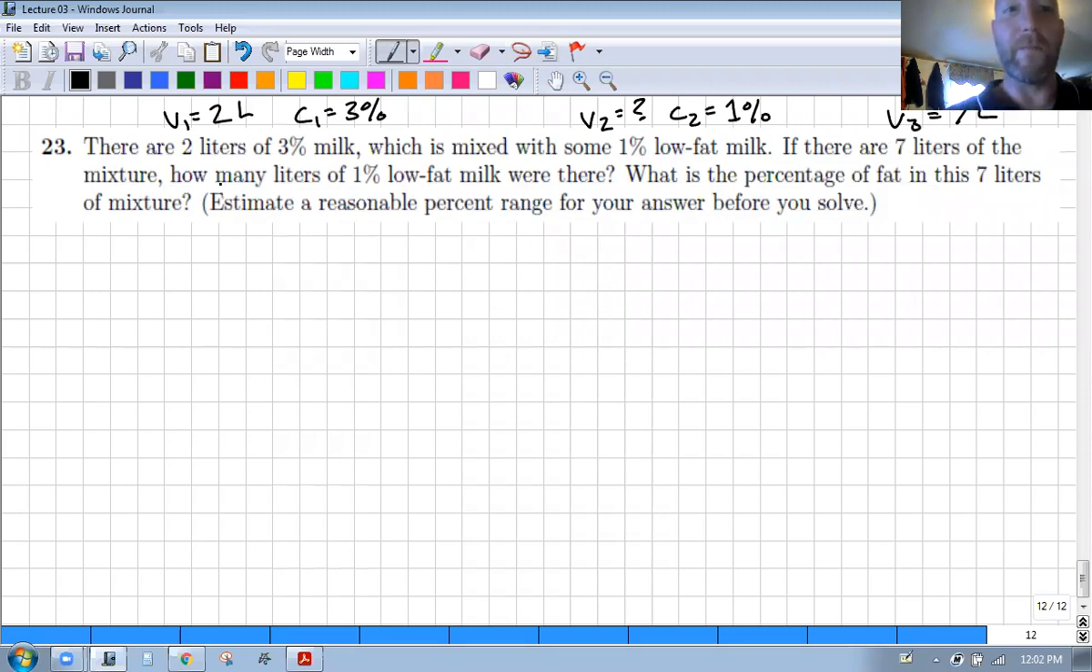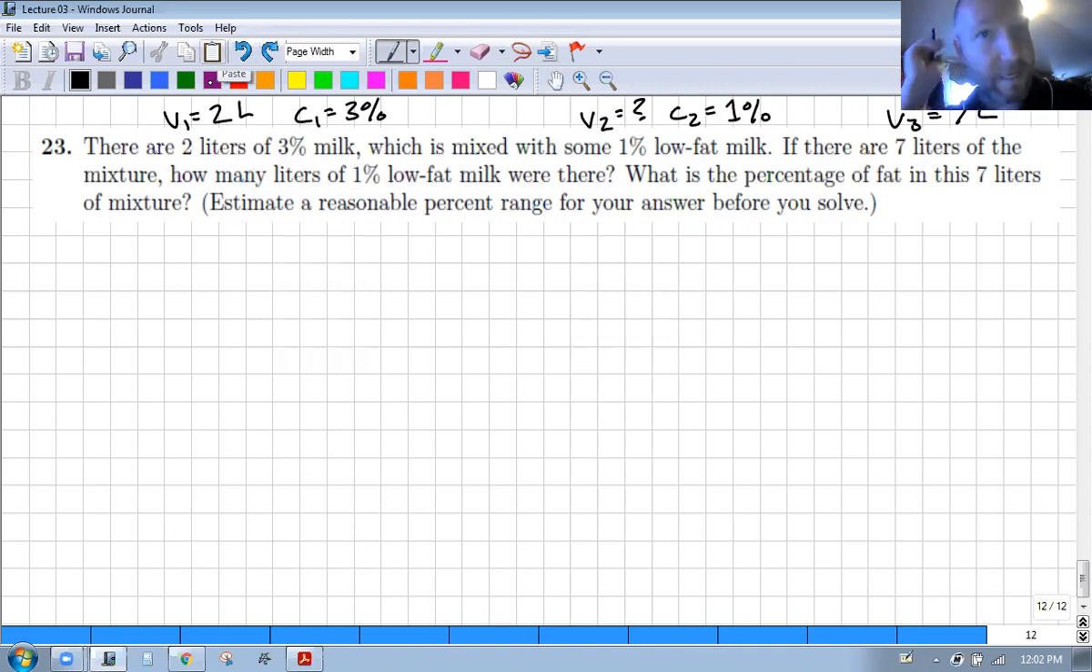So how many liters of 1% low-fat milk were there? That is V2, right? That's what they were asking about. It's mixed with some 1% low-fat milk. How many liters of that are there?